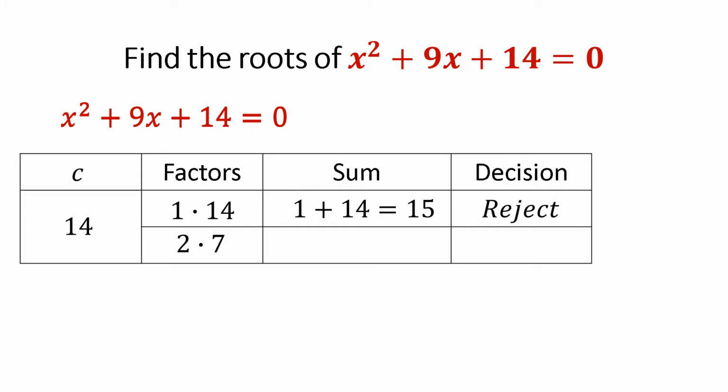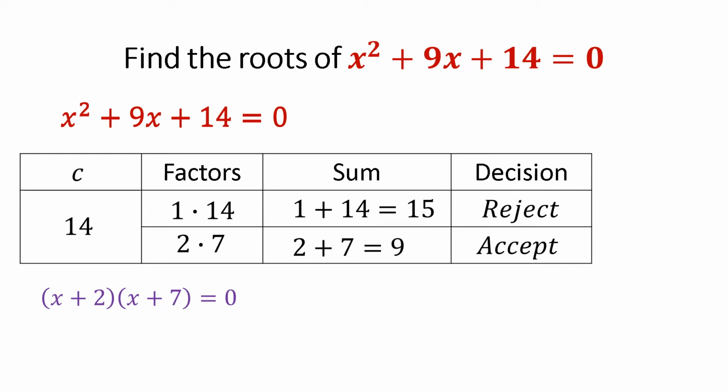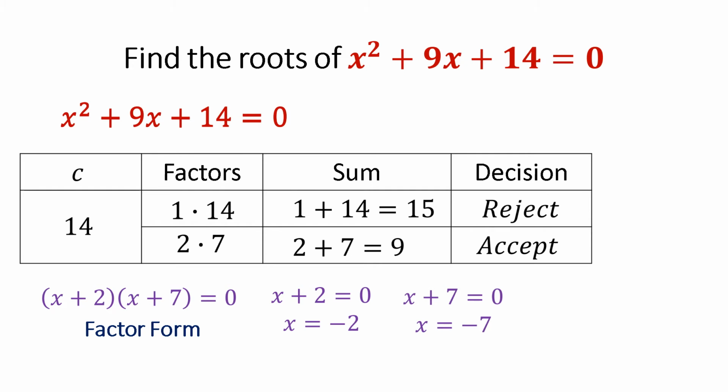Another factor is 2 times 7. 2 plus 7 is 9. Therefore, if it is 9, we accept it. Now, we write it as x plus 2 times x plus 7 is equal to 0, or as known as the factor form. Then, by zero product property, x plus 2 is equal to 0. Therefore, we have x is equal to negative 2 as one of the roots. And then the other one, x plus 7 is equal to 0, x is equal to negative 7. So therefore, the roots are negative 2 and negative 7.